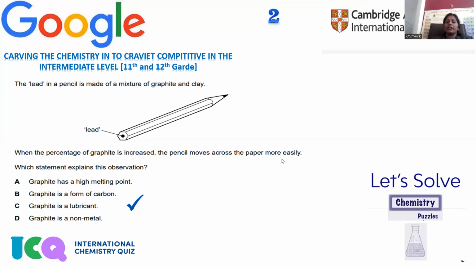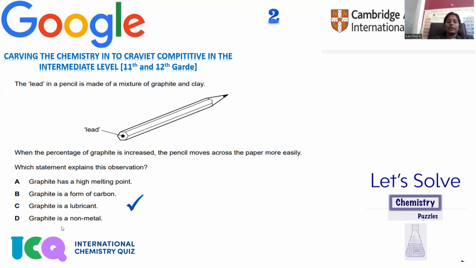As the graphite content increases, movement of the pencil is somewhat soft, and it is very convenient to write on the paper. They are saying like this. Here the situation is, which statement explains this observation? Graphite has a high melting point. Graphite is a form of carbon. Graphite is a lubricant. Graphite is a non-metal.